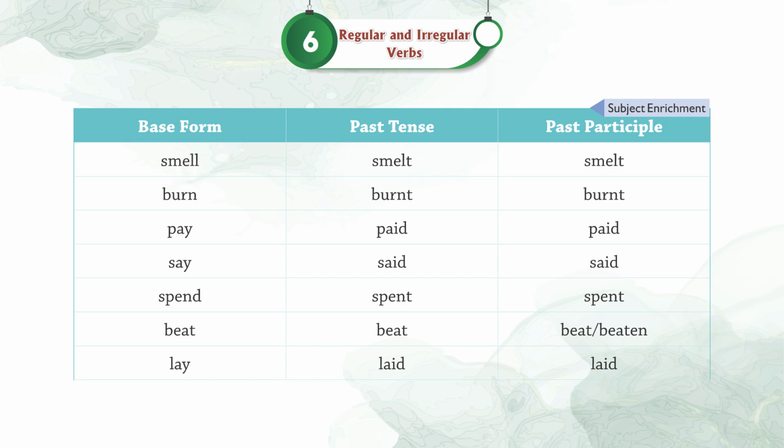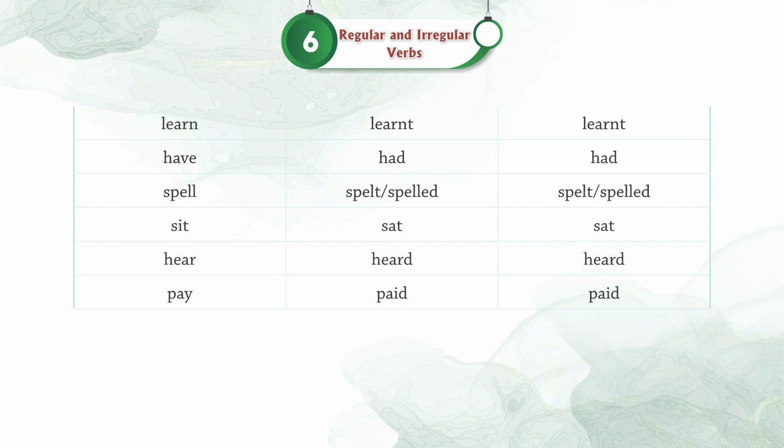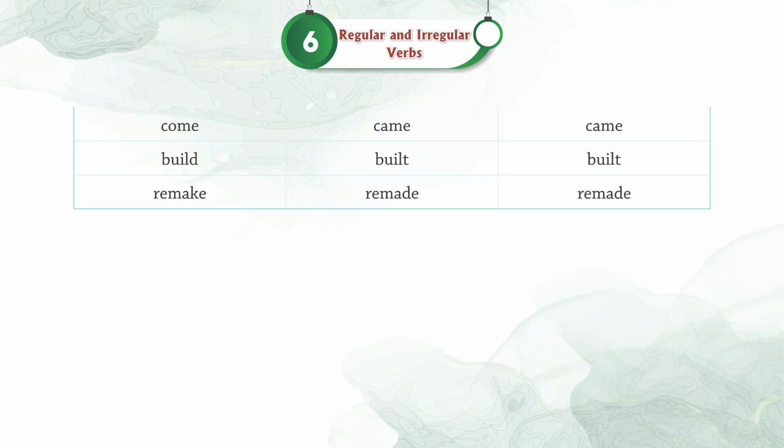Beat, beat, beat or beaten. Lay, laid, laid. Learn, learnt, learnt. Have, had, had. Spell, spelt or spelled, spelt or spelled. Sit, sat, sat. Hear, heard, heard. Pay, paid, paid. Come, came, came. Build, built, built. Remake, remade, remade.